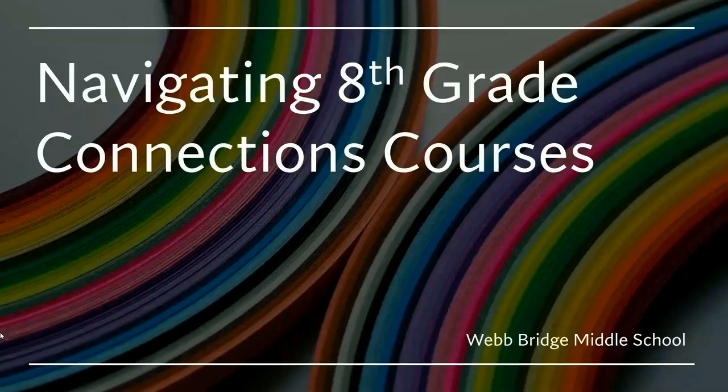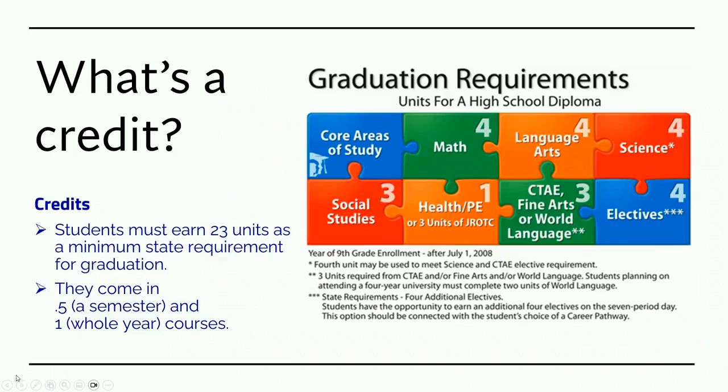This presentation is going to help you navigate your selection process for the 8th grade Connections courses. Almost all of our Connections courses are going to be high school credit. So what's a credit? Students must earn 23 units as a minimum of the state requirement for graduation. They come in 0.5, which would be a semester course, and 1, which would be a year-long course. As you can see, students have to have a variety of different courses in order to graduate.